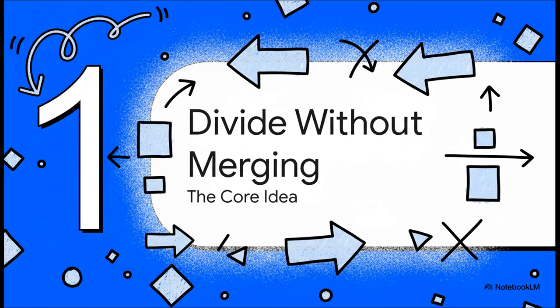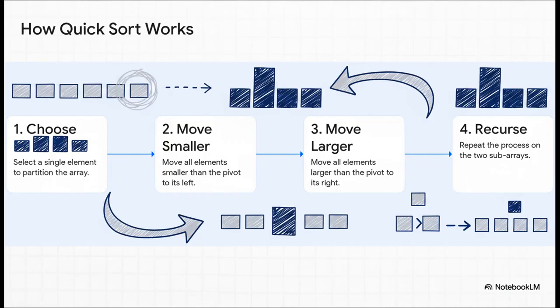To really understand why quicksort is so popular, we have to start with its core idea, which is actually beautiful in its simplicity. It's all about divide and conquer, but with a special twist. So here's the game plan. First, you pick any element from your list, that's your pivot. Then, you shuffle everything around so that all the items smaller than the pivot are on its left and everything bigger is on its right. That's called partitioning. And then, you do that exact same thing again and again on the two smaller chunks until the whole thing is sorted.